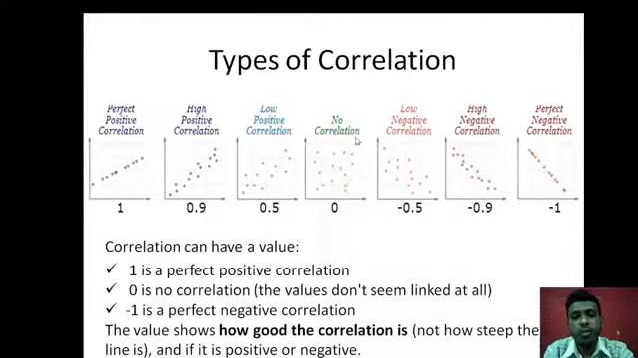And if there is no correlation, the graph looks like this, where there is no pattern at all, and hence there is no correlation or zero correlation. So the value of coefficient of correlation is 0 for this.